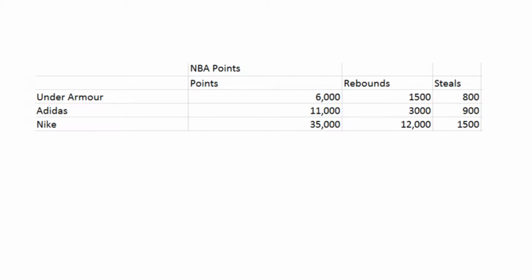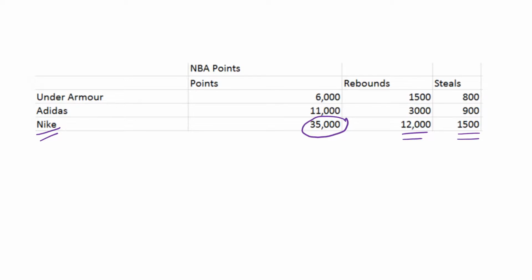So this is really fascinating data. It's all about the number of points NBA players made while they were wearing different types of shoes or different types of products. So for example, all of the NBA players that were wearing Nike made 35,000 points. They made 12,000 rebounds and made 1,500 steals. So you can imagine as a sponsor, this is really good data to compare.